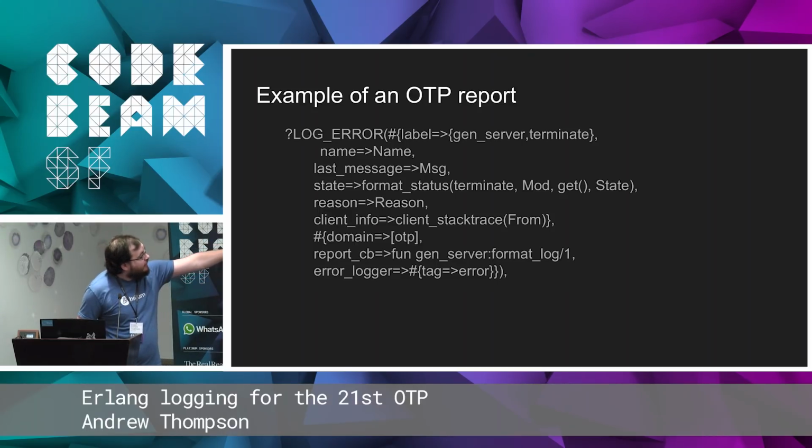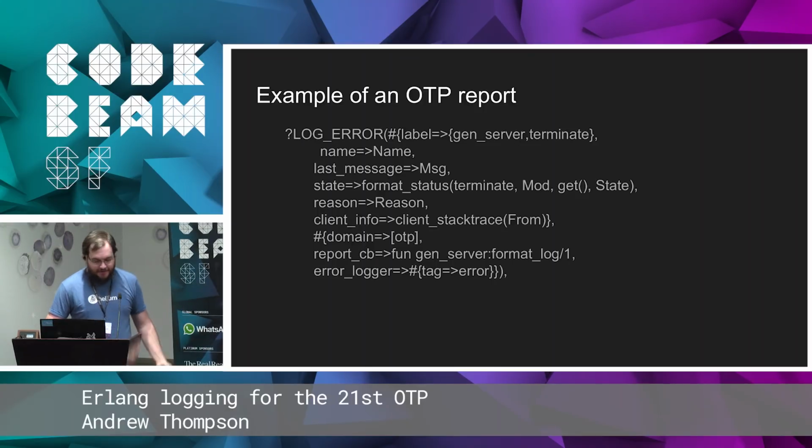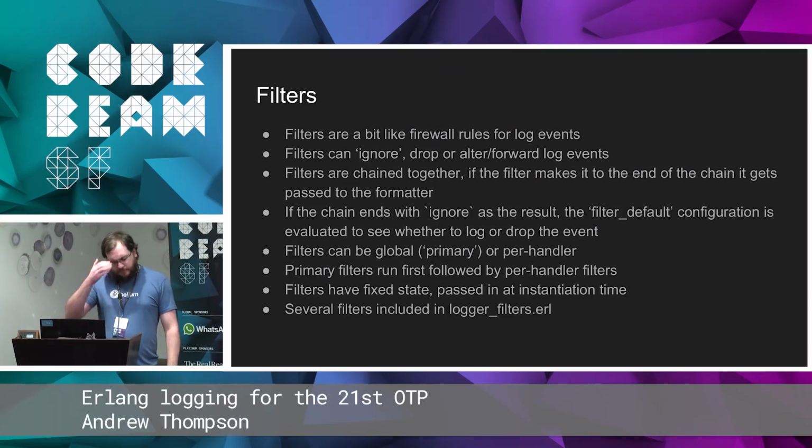And then crucially, we have some stuff like domain OTP. So we know that this came from OTP. OTP is originating this message. Here's the default report callback, which is GenServer format log. And then there's some, I really don't know why that's there. It feels redundant, but something about error_logger is there. Okay, backwards compatibility, of course. Fair enough. So that's why that's there. You don't really have to pay attention to that.